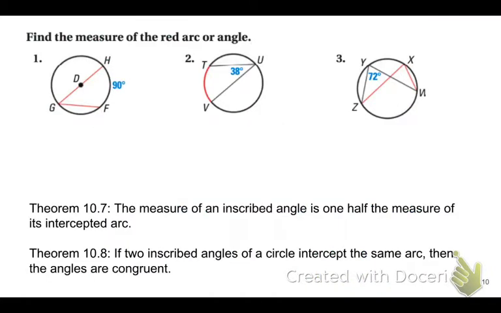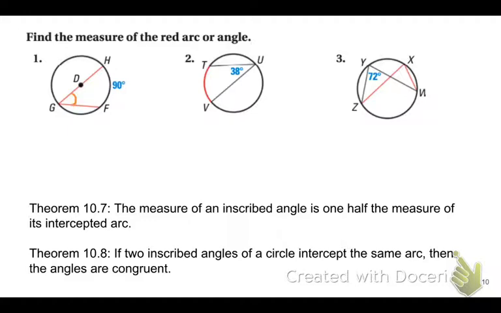One more here. We're going to practice using our theorems a little bit. You want to find the measure of the red arc or angle. On your paper, obviously these aren't red, so you might want to mark them in some other way in your notes, with a red pencil or a different color. So we need to find the measure of the red arc or angle. In number 1, that must be that angle right there.